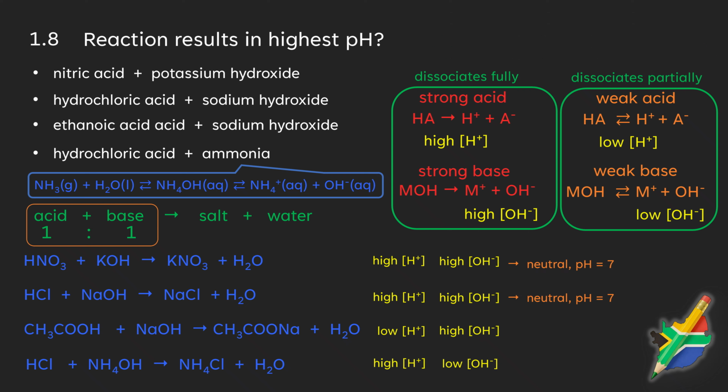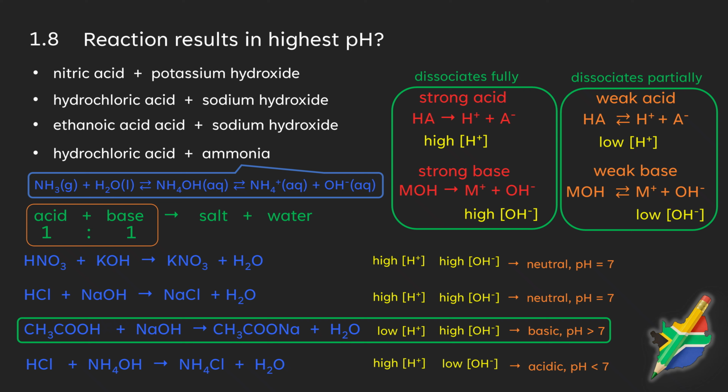A strong acid and a strong base with a high concentration of hydrogen ions and a high concentration of hydroxide ions will produce a neutral pH at equivalence point. A weak acid and a strong base will result in a slightly basic pH at equivalence point, so the pH will be above 7. And a strong acid and a weak base result in a slightly acidic solution at equivalence point, and so the pH is below 7. So the pair which gives the highest pH is ethanoic acid and sodium hydroxide, which is answer D.